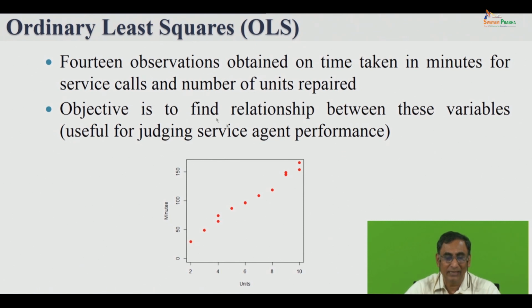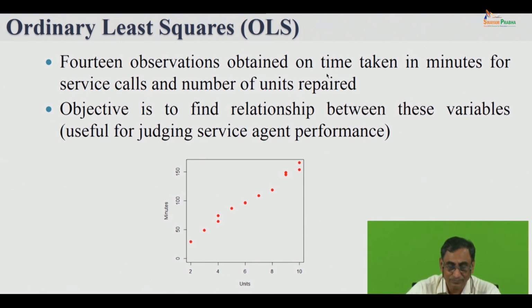So if you know a relationship between the time taken and the number of units repaired, which you believe should hold, then if somebody takes more time and is not repairing much, there is some inefficiency; maybe he is wasting too much time in between on travel or whatever. So we need to find out, right? The purpose is to judge the service agent performance and do performance incentives in order to improve productivity of these agents. So we are interested in developing a relationship between the number of units and the time taken.